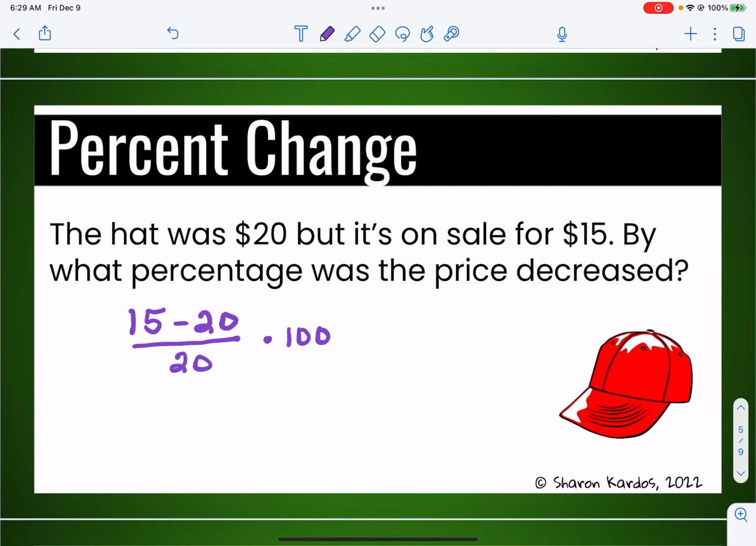So if you want to take a moment and pause the video, use your calculator, see if you can compute the percent change, that would be great. And then come back and check it to see if you have it right or not.